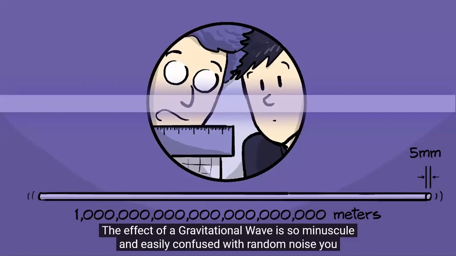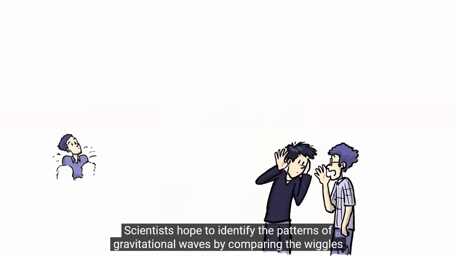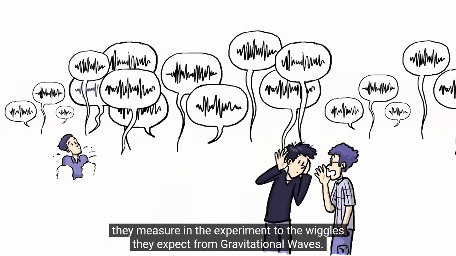The effect of a gravitational wave is so minuscule and easily confused with random noise, you need a smart data analysis technique. Scientists hope to identify the patterns of gravitational waves by comparing the wiggles they measure in the experiment to the wiggles they expect from the gravitational waves. That's like trying to identify a song being hummed at a noisy party.